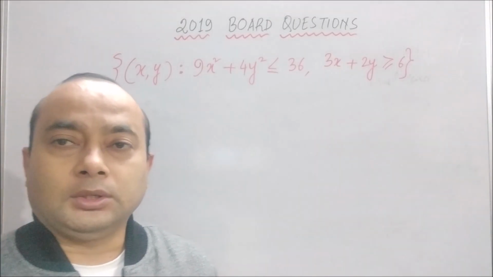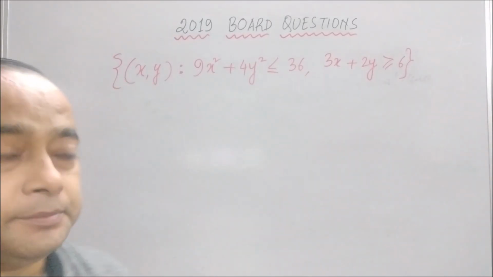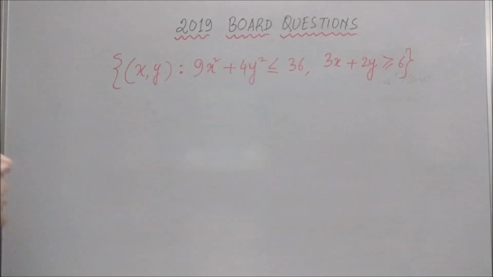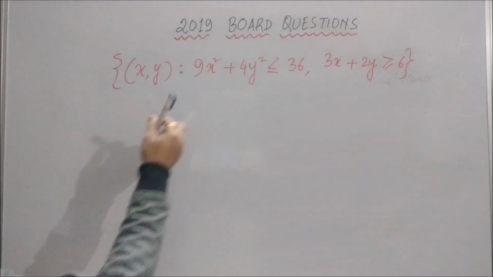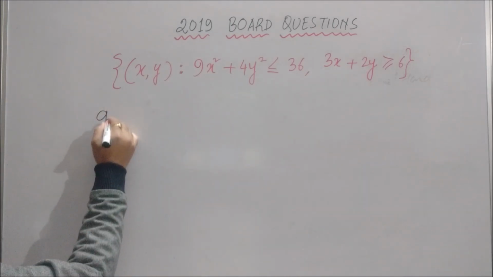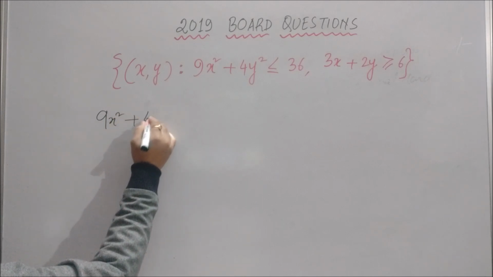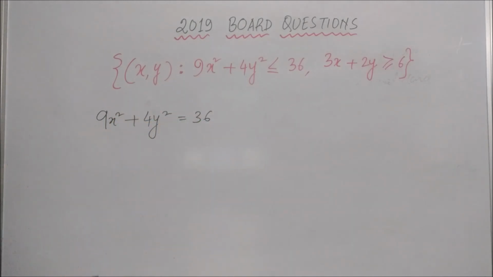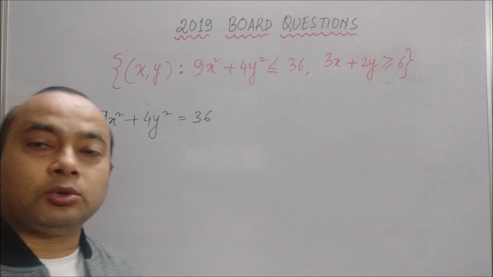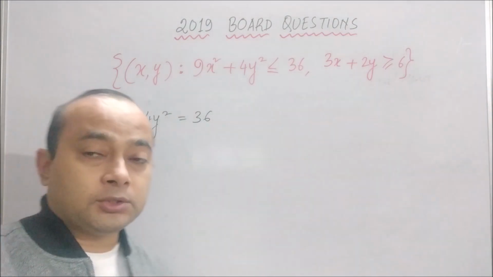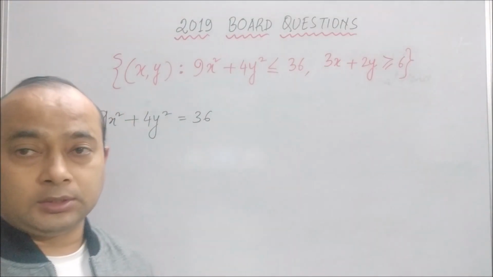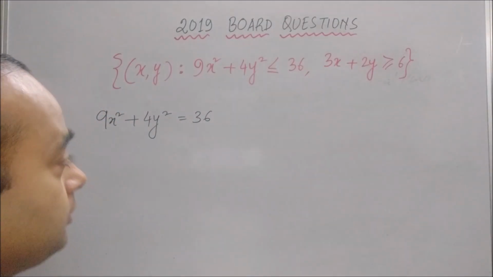So this is the question that came in 2019. So here what we see, first of all we have to draw the diagram. We see that the first curve is 9x square plus 4y square equal to 36. We'll draw that curve first, then we'll go for the region, because equality represents the curve and inequality represents the region.